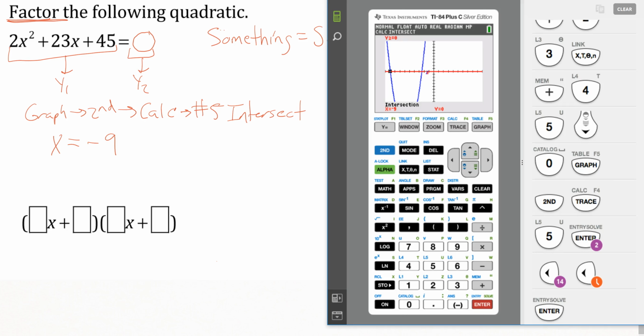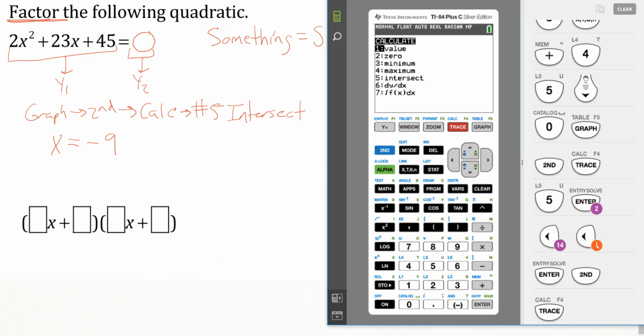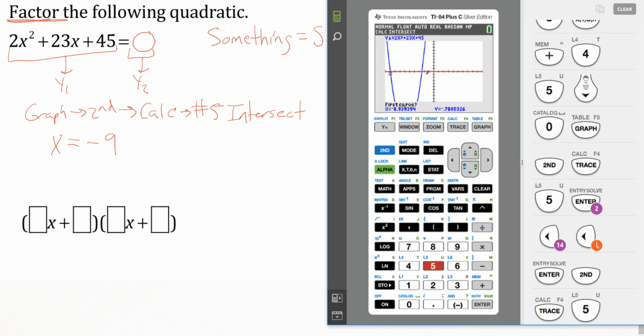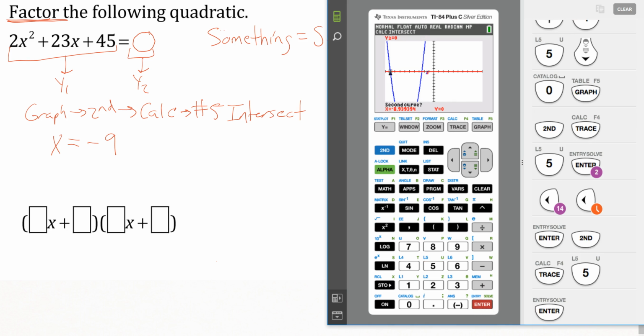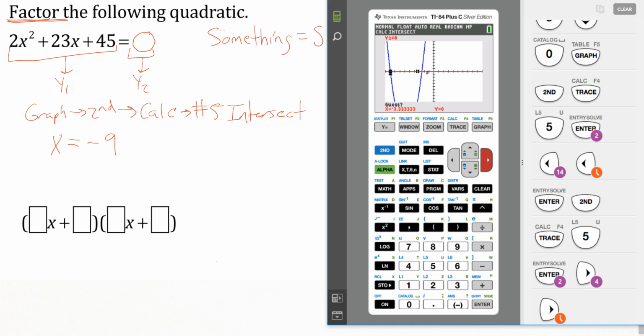We pull up our calculator again and start the process again. We go second, calc, and again number 5, intersect. The first 2 questions we're not concerned with. We just hit enter, and then enter again on the second curve. When it asks us to guess, this time we scroll back over to the right until we're closer to that other intersect, and we hit enter. This time it's giving us a decimal. You can see that our answer is x equals -2.5. In order to do this properly, we're going to need to turn that value into a fraction.